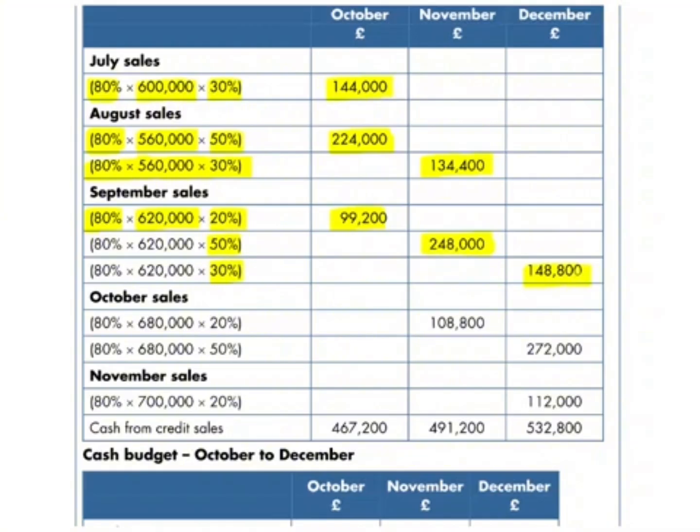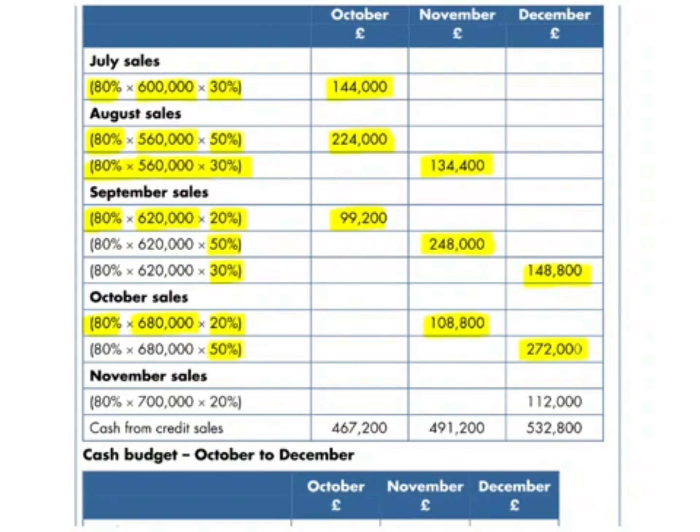In October, we made £680,000 worth of total sales, of which credit sales represent 80% of those total sales. 20% of our customers pay us the month following the sale, so we're going to have £108,800 as our cash receipt in November. And 50% of our credit customers pay us 2 months after the sale has been made. So we're going to have £272,000 in our December cash receipts.